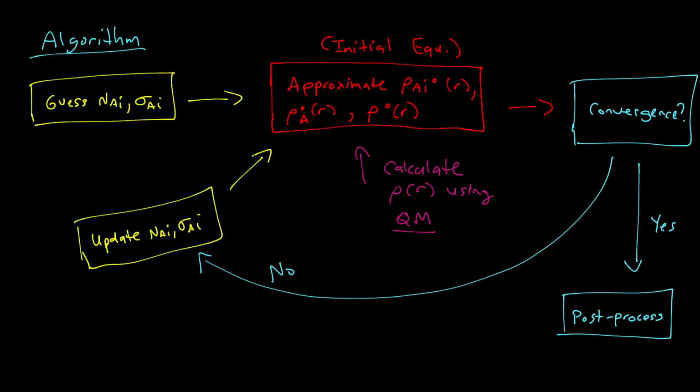So here's how the MBIS algorithm goes. You make an initial guess of N AI and sigma AI, and then you use that to approximate rho AI naught, rho A naught, and rho naught. You also need rho of r, the molecular density, which is calculated using quantum mechanics. If there's convergence, you end the process. If not, you use the values you calculated for rho AI naught, rho A naught, and rho naught to update N AI and sigma AI, and the cycle continues.